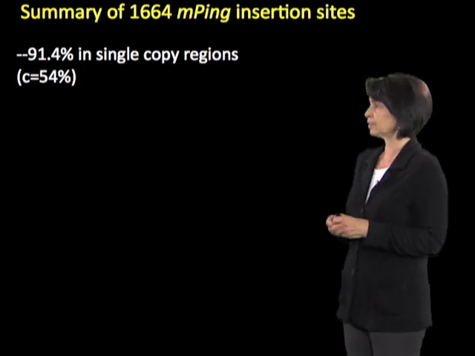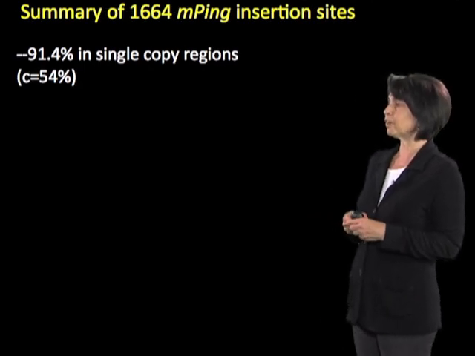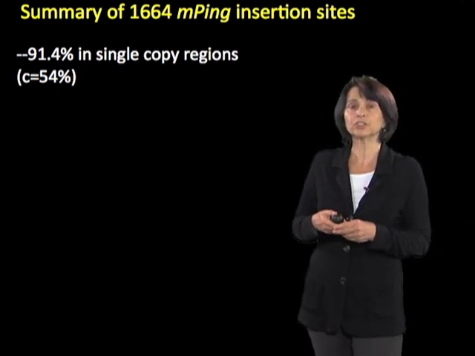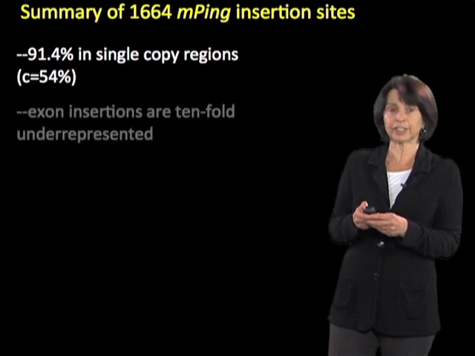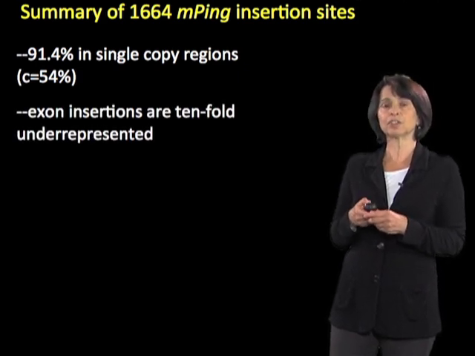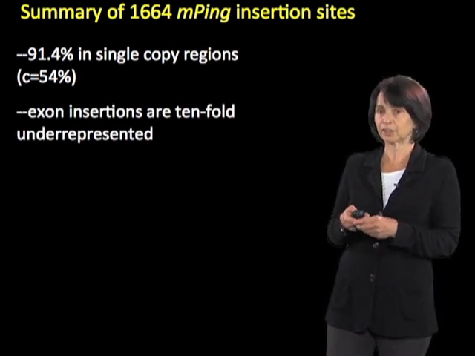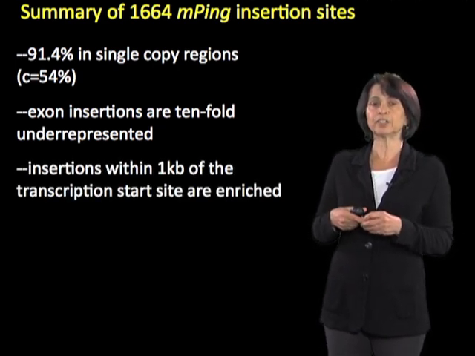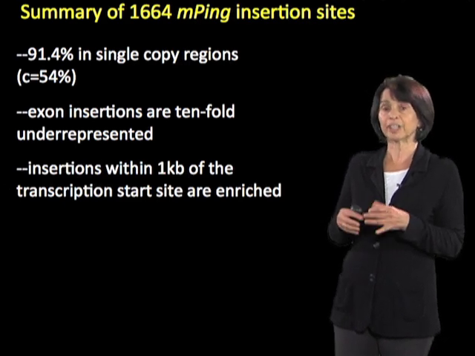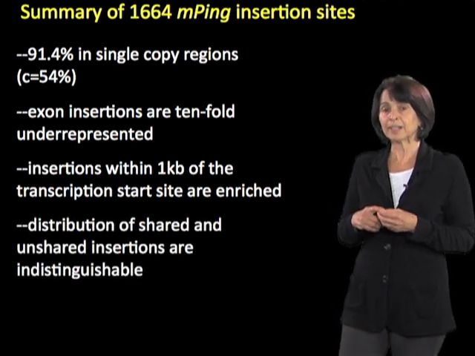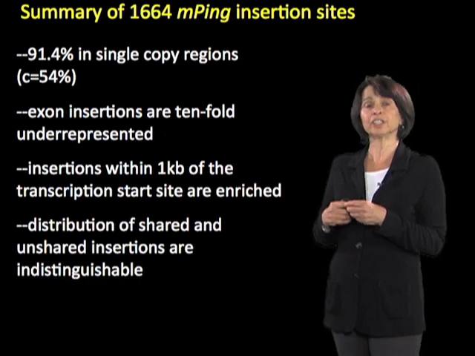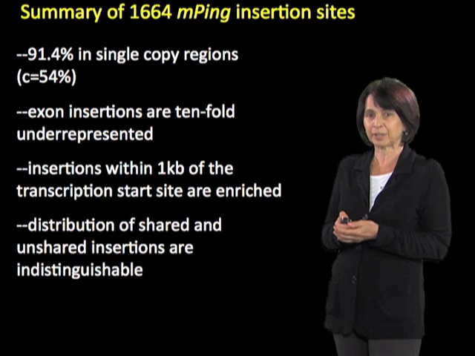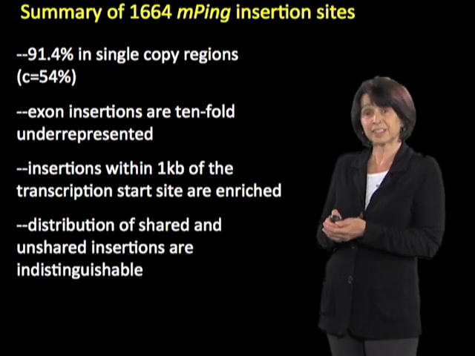So let me summarize at this point. We find that 91% or so of the Emping insertions are in single copy regions near genes, that exon insertions are 10-fold underrepresented, so the element is avoiding insertion into exons, and that insertions within 1 KB of the transcription start site are also enriched. Okay? And finally, that the distribution of shared and unshared insertions are indistinguishable, meaning that this is the insertion preference of the Emping element. I said we don't understand it, but this is the preference.